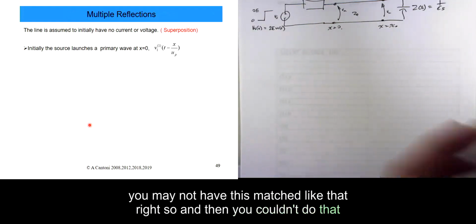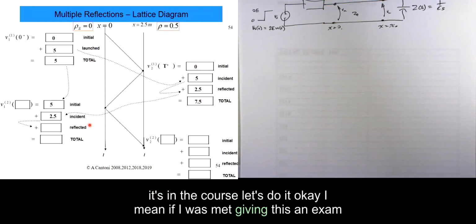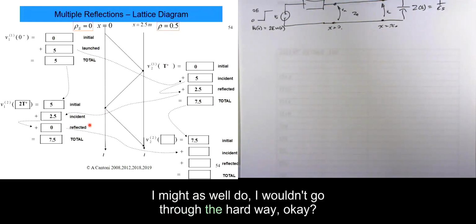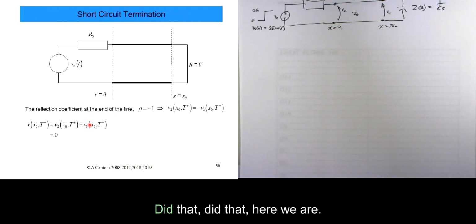So, and then you couldn't do that. It's in the course. Let's do it. If I was given this in an exam, that's what I'd do. I wouldn't go through the hard way. Okay, let's do it. Did that. Here we are.